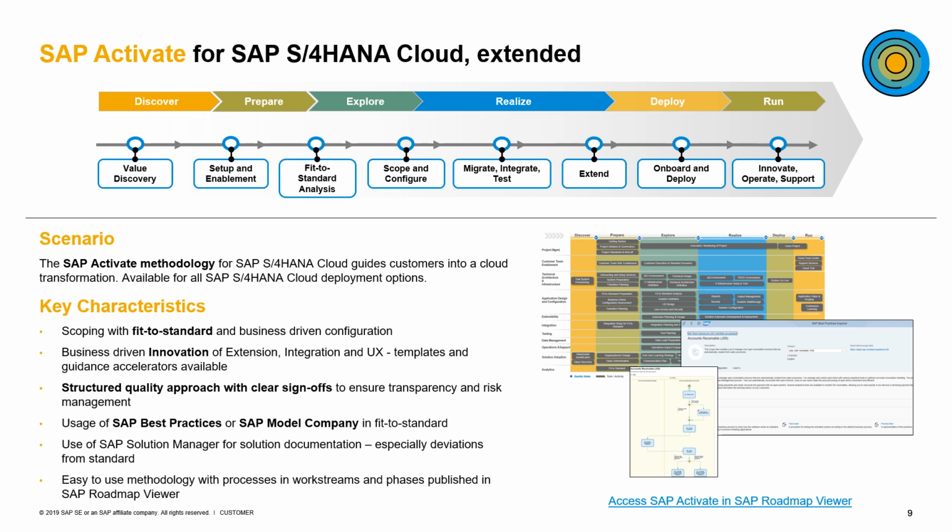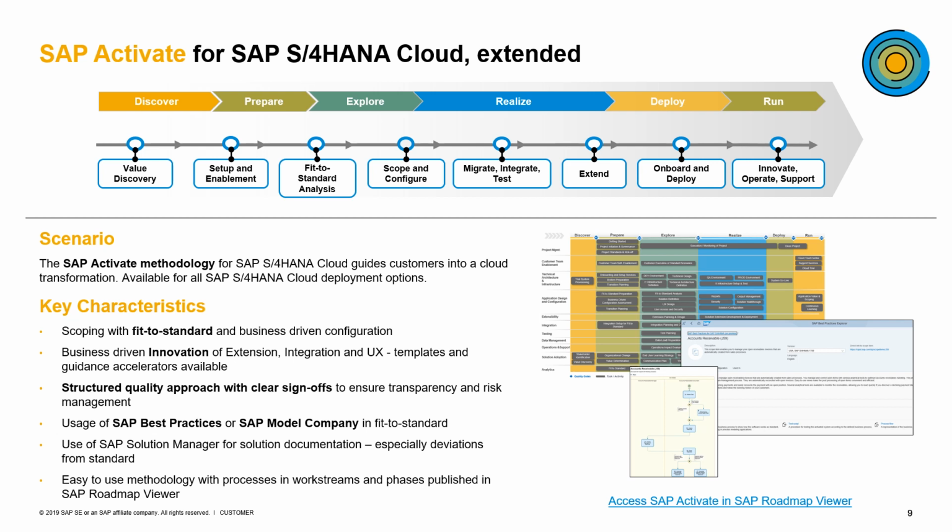In terms of what we offer throughout all the SAP Activate methodologies, we will continue to do scoping with fit to standard, as well as the use of the business-driven configuration questions. The questions can be used for both Essentials, Extended, and on-premise, depending on the way the questions are filtered. We provide templates and guidance to help with the extensions and integration throughout the project. We also offer a structured quality approach with clear sign-offs so that you can ensure transparency and risk management.